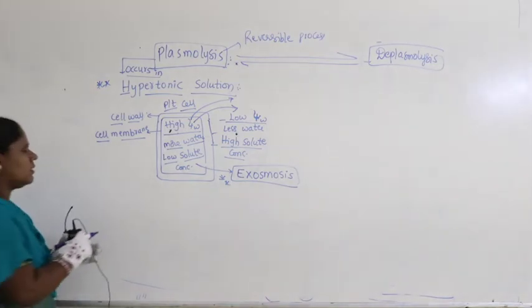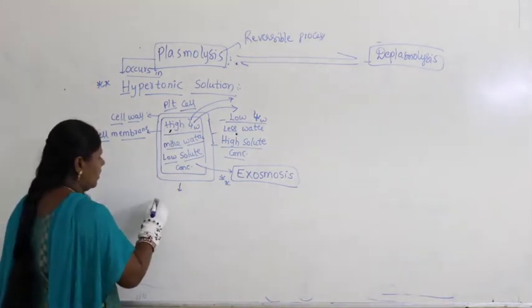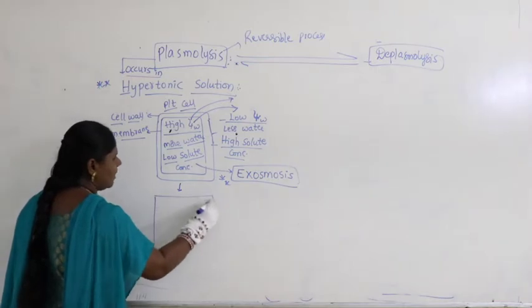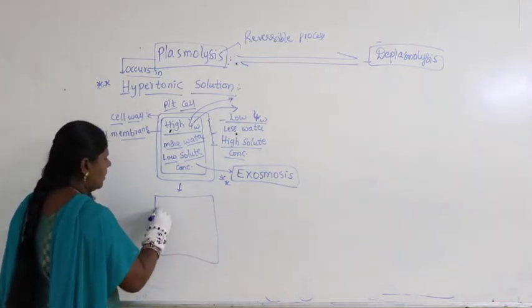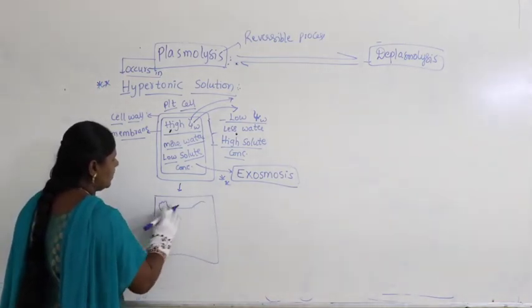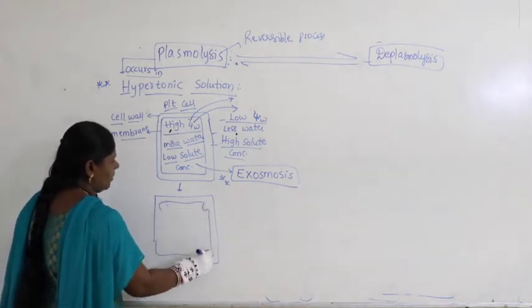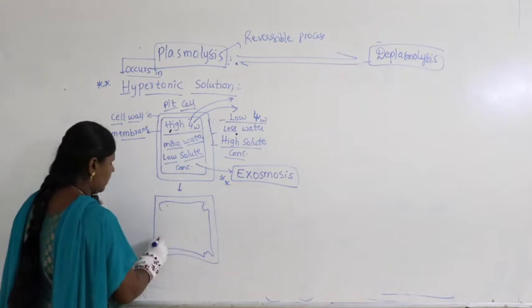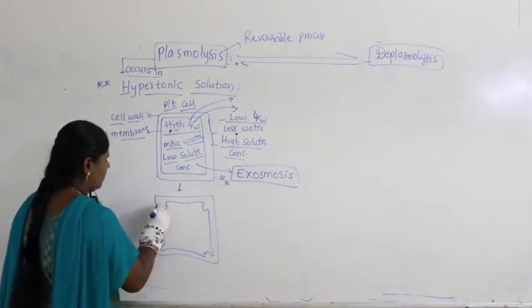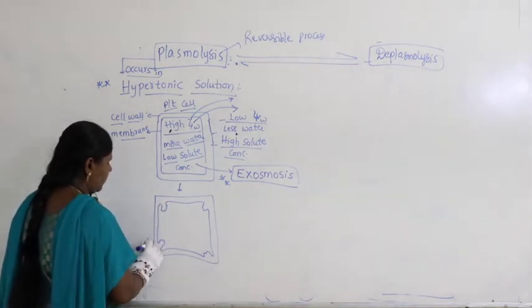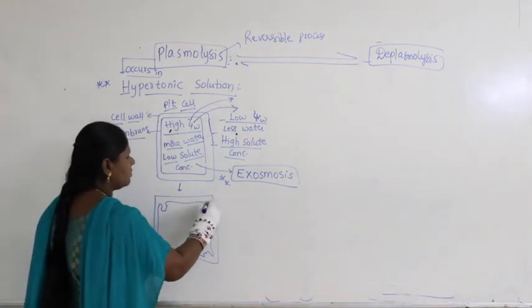Right. Now, after some time, what happens here? If it continues further, after some time the cell wall is as it is, no doubt, but you can see shrinking occurs only at the corners.